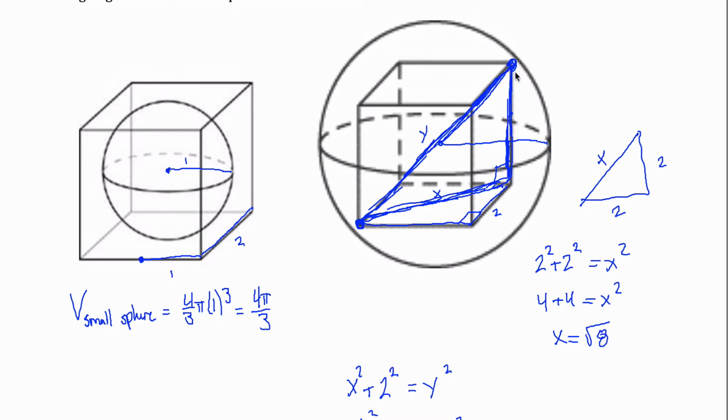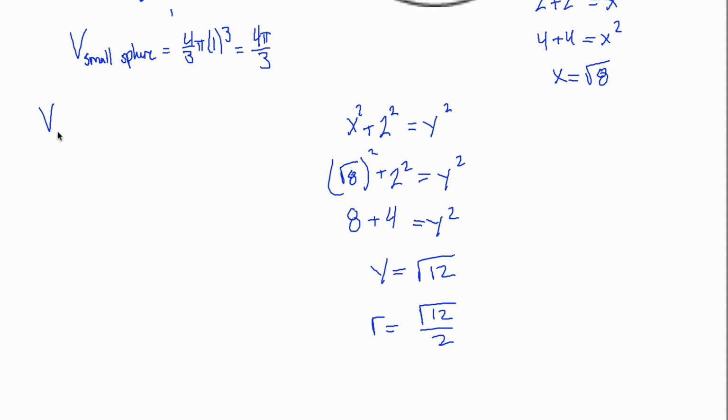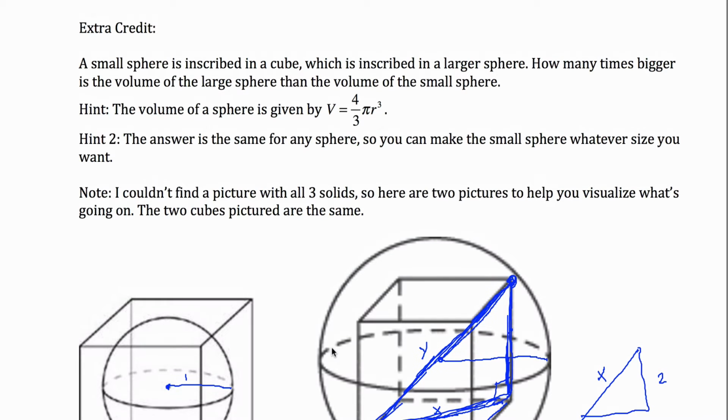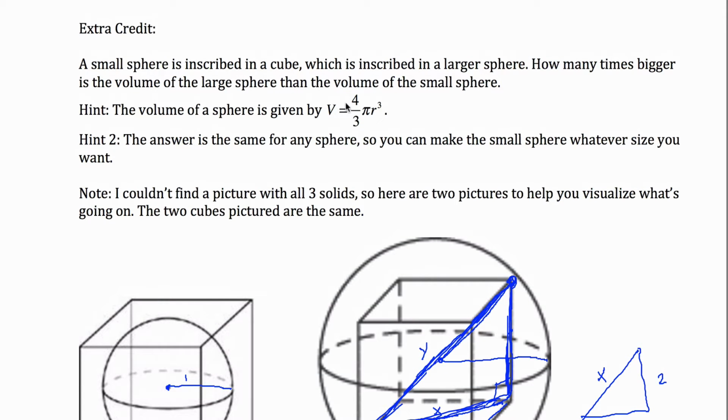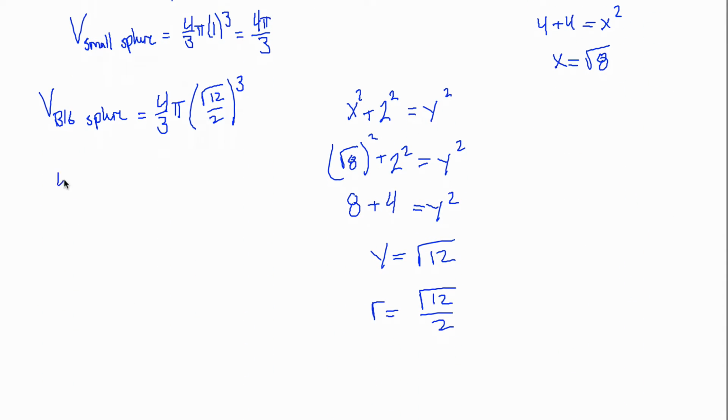Y is the diameter, so the radius is equal to half of that, the square root of 12 over 2. So if I have the radius, I can figure out the volume of the big sphere because it is 4/3 pi times the radius, so that's the square root of 12 over 2 cubed. And what I'm asked is how many times bigger is the volume of the large sphere than the volume of the small sphere? What's this number divided by this number? Well, it looks really bad. 4/3 pi times the square root of 12 over 2 cubed divided by this, which is 4/3 pi.